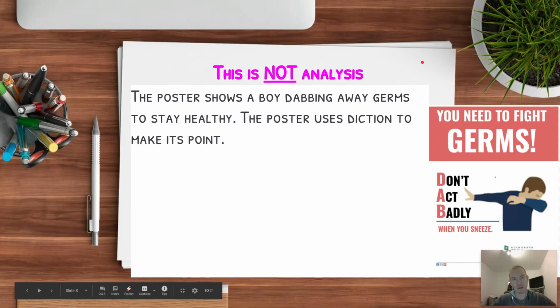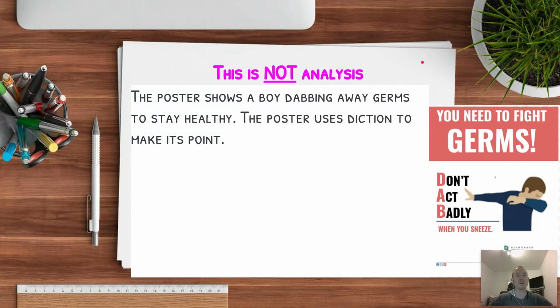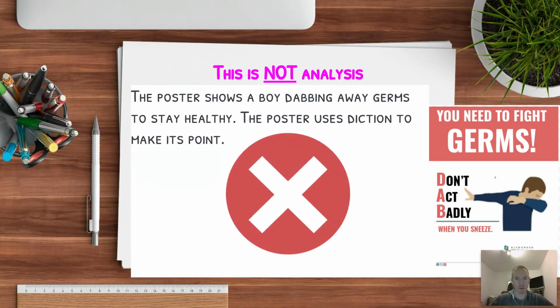All right. So this is not analysis. If you write, the poster shows a boy dabbing away germs to stay healthy. The poster uses diction to make its point. That's not analysis. All that is just telling me what is happening in the poster. That's a summary.